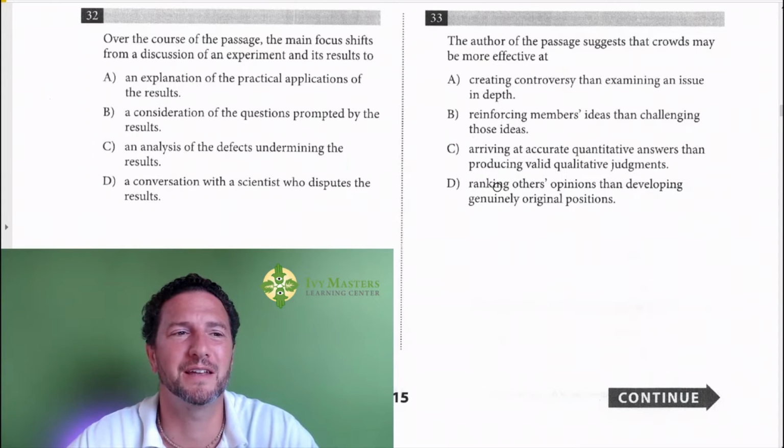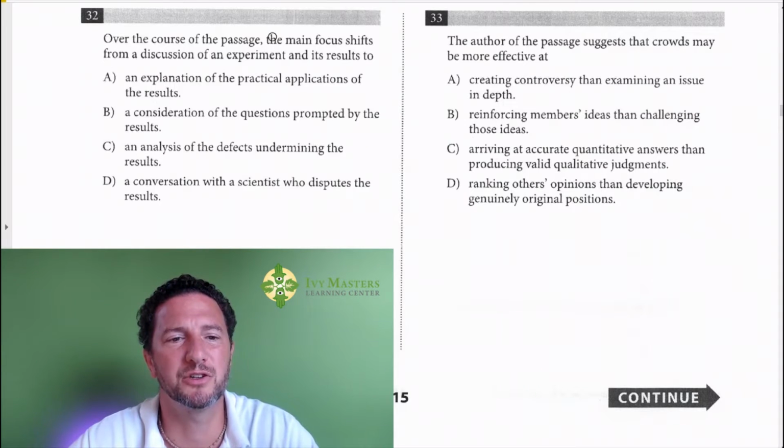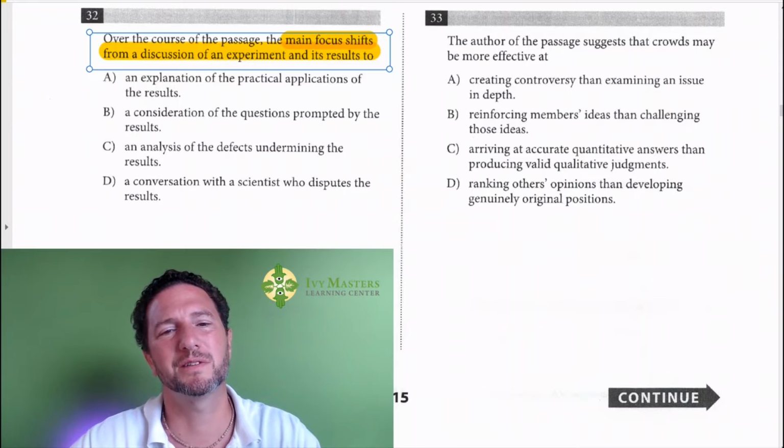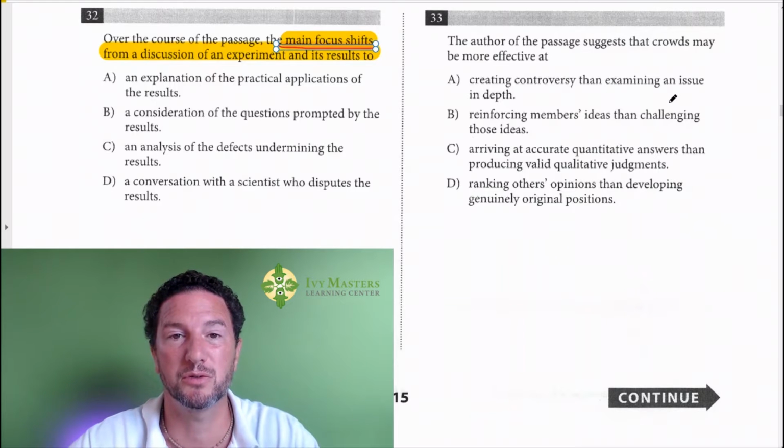And today we're going to look at Test 5, Section 1, number 32, which reads, over the course of the passage, the main focus shifts from a discussion of an experiment and its results to what? Now, some keys here. Number one is it says main focus shifts. So you do have to pay attention to the main focus shift.